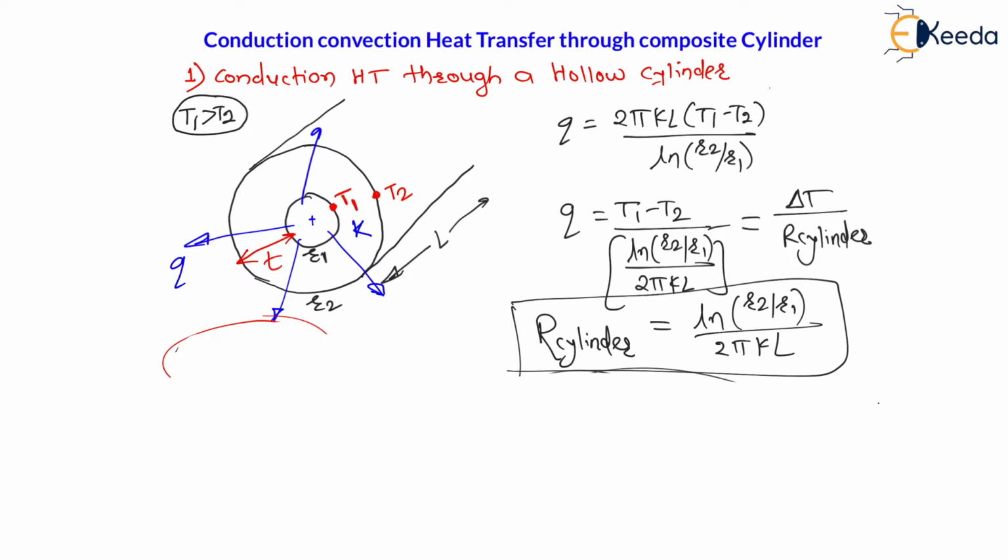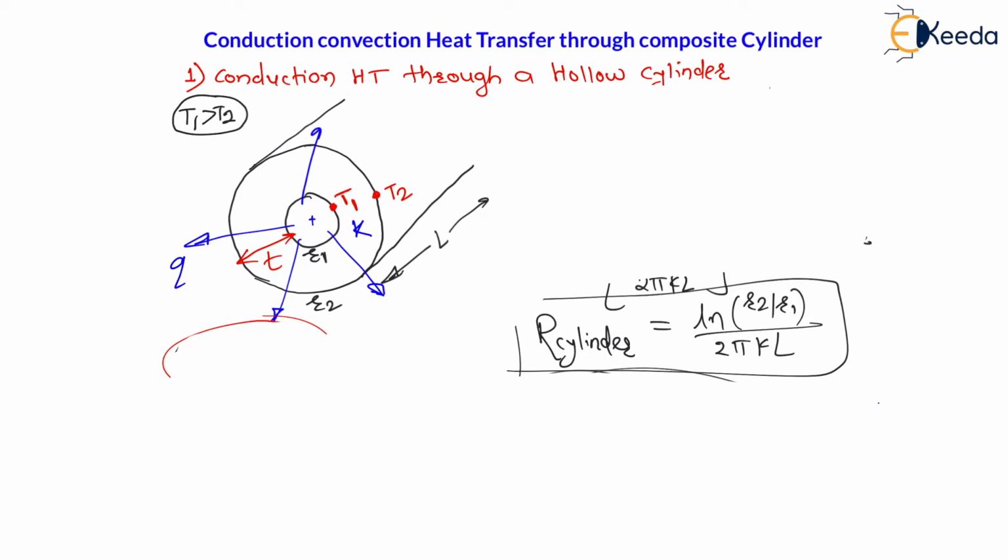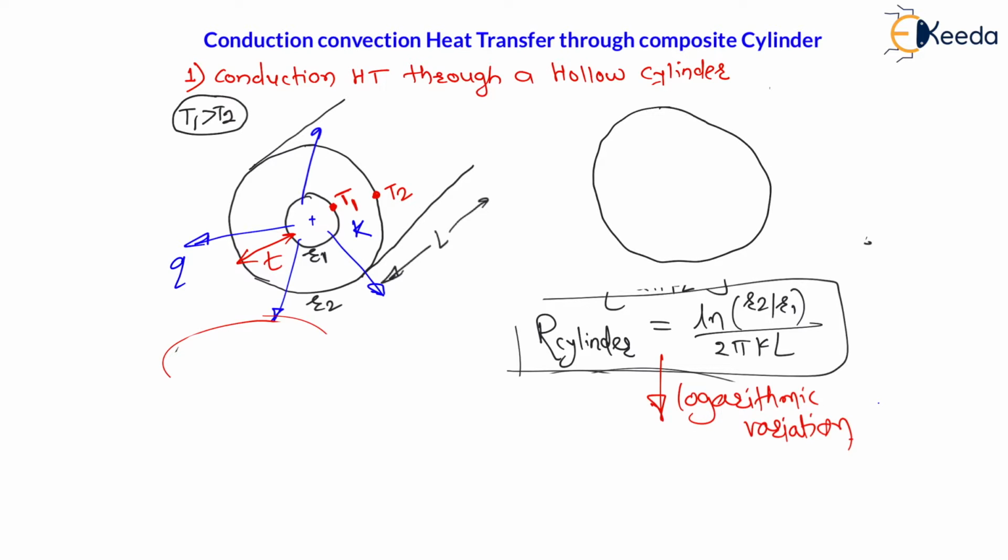Now my dear students, again if I check this resistance formula, you will find that the resistance for the heat transfer through the cylinder will be ln of R2 divided by R1 divided by 2 pi KL. ln means it is a logarithmic variation. So my dear students, as it is a logarithmic variation, therefore the temperature profile through the cylinder, let us say there is an outside radius R2 and inside radius R1. Here there will be an inside radius R1.